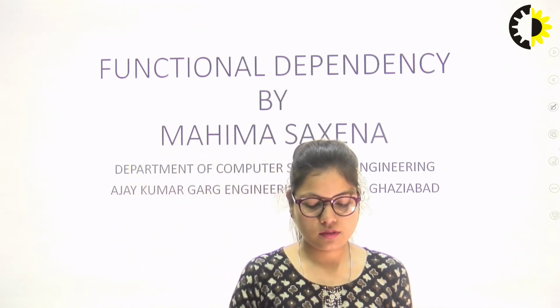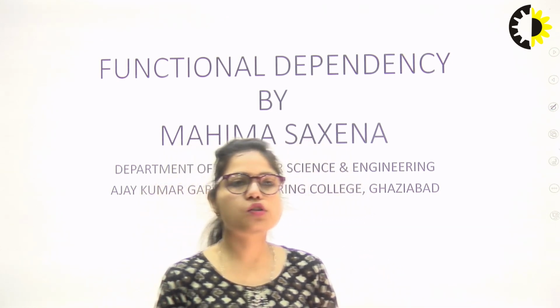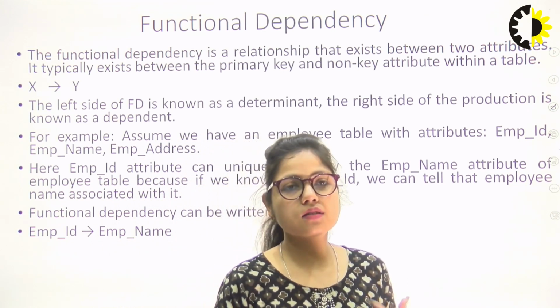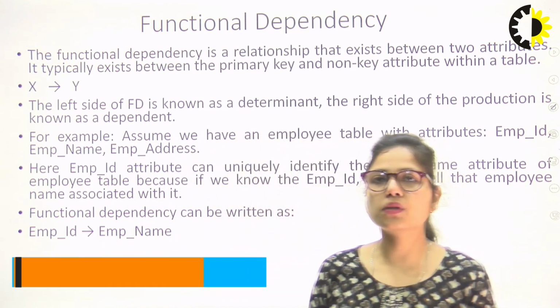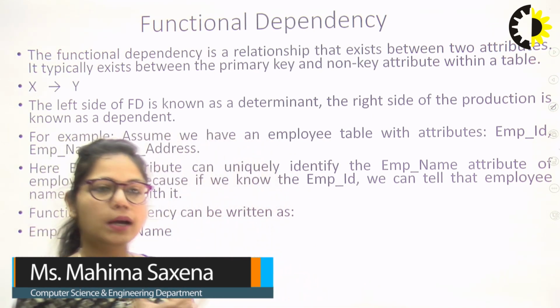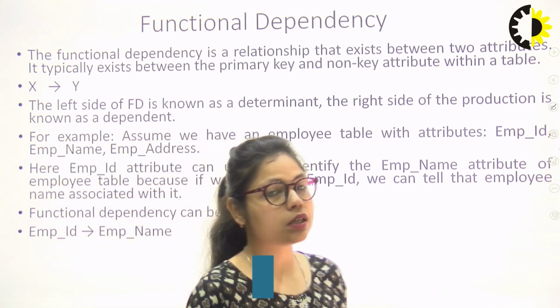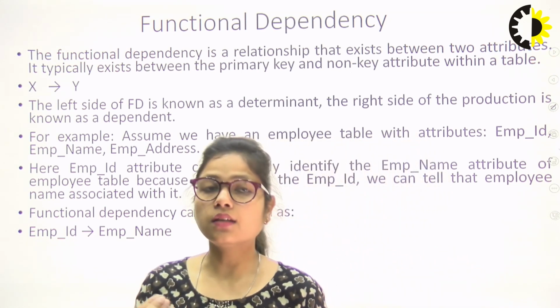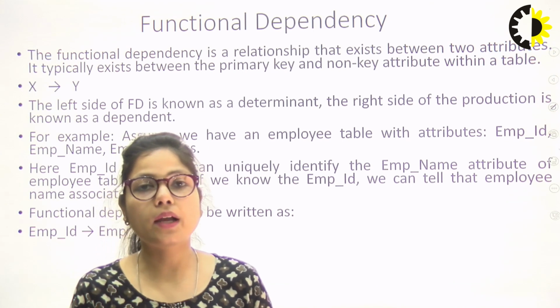Today, I'm going to teach what is functional dependency. Basically, a functional dependency is a relationship that exists between two attributes. It typically exists between the primary key and the non-primary key attribute. Now, what is the primary key? Primary key is basically a key that identifies value uniquely.